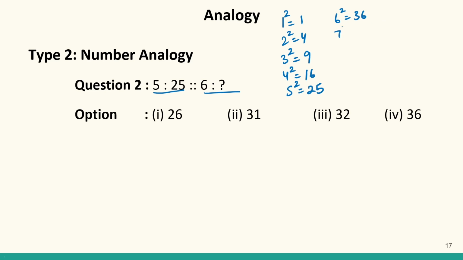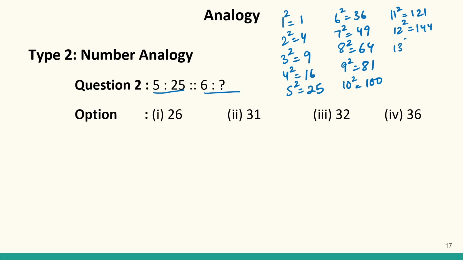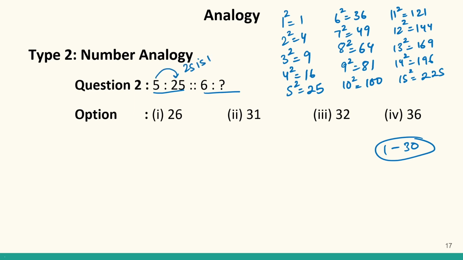I'll complete till 15: 49, 64, 9 square is 81, 10 square is 100. Similarly, 11 square is 121, 12 square is 144, 13 square is 169, 14 square is 196, and 15 square is 225. So 1 to 30 is how many you should remember. Here I can see very clearly that 25 is the square of 5.